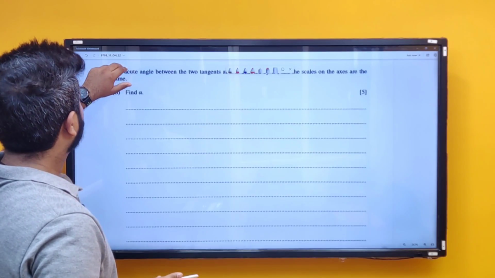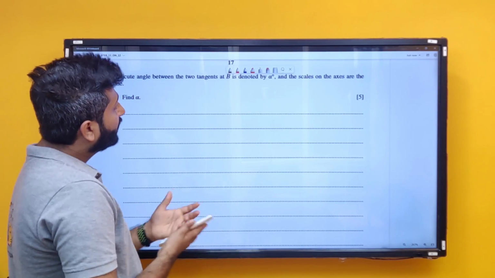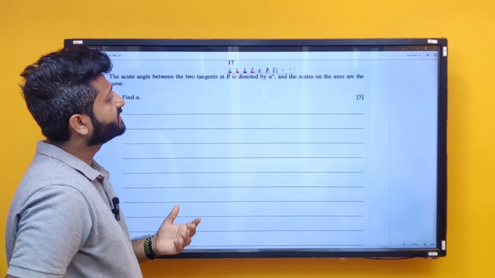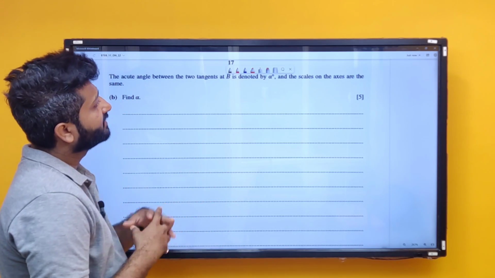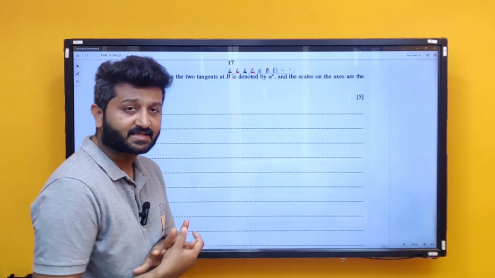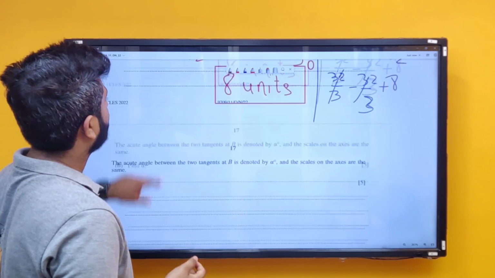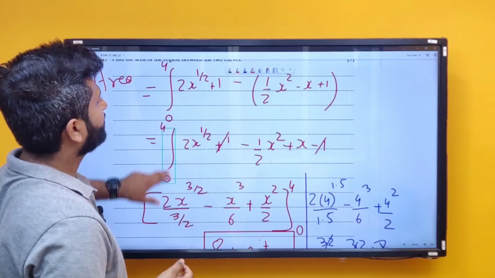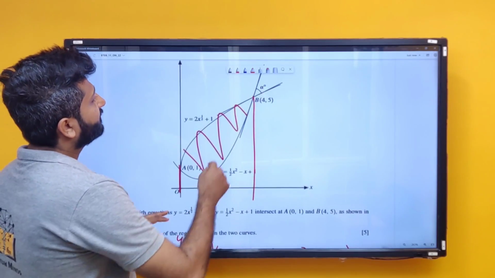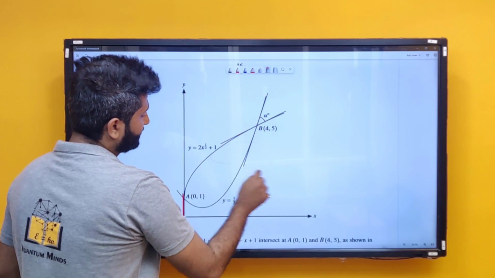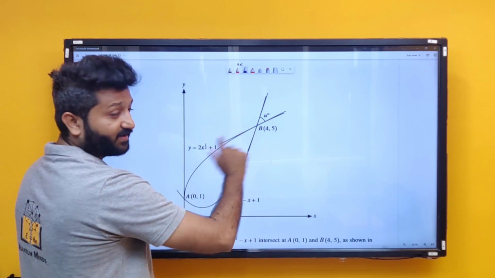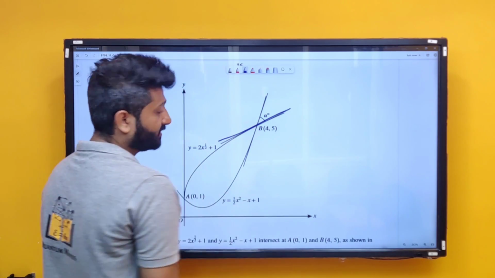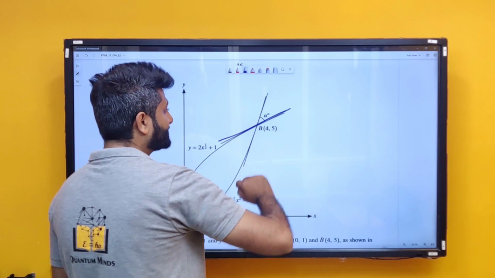Next question. Find the acute angle between the two tangents, denoted by alpha. The scales on the axes are the same. Okay, find alpha. So now what are we supposed to find? We have been given, guys, the angle that is formed between the two tangents. Let's say this is my first curve, so this is my first tangent, and the angle between the second tangent.